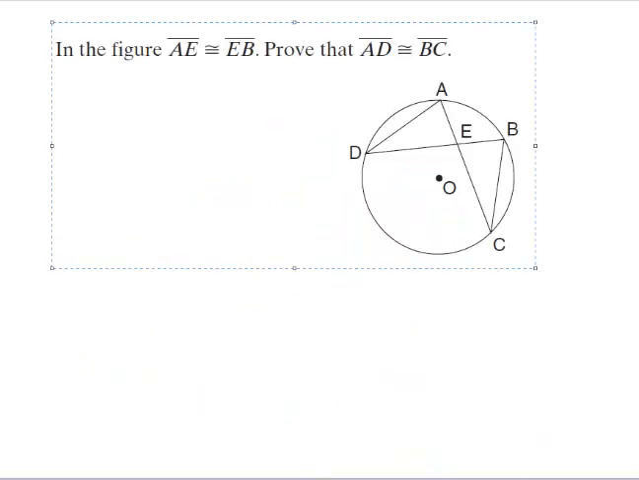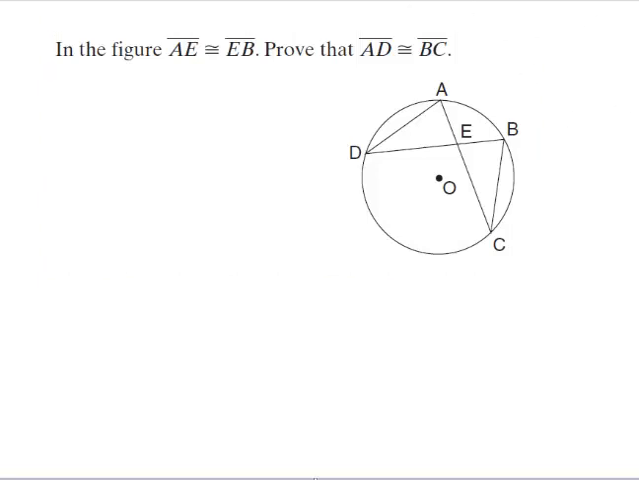Now, for the examples, there are a bunch of them in the homework, so I go over them in the homework section. Here's an example. I'm not going to go through the entire statements and reasons thing like we did earlier, but this is an interesting one. These are all chords of a circle, of course. AE is congruent to EB, so let's mark that. AE is congruent to EB. Prove that AD, this, is congruent to BC.